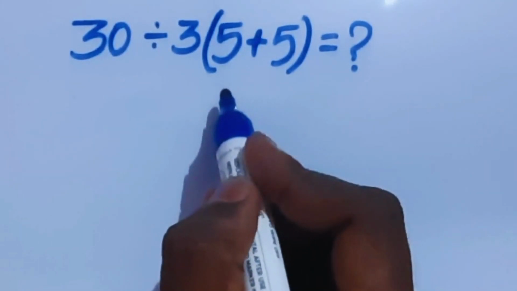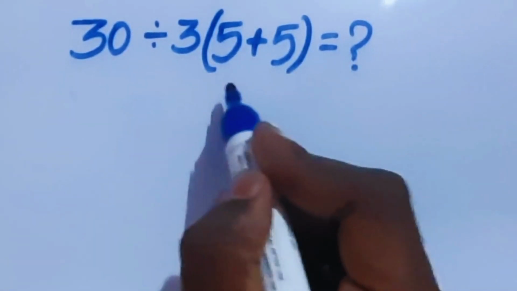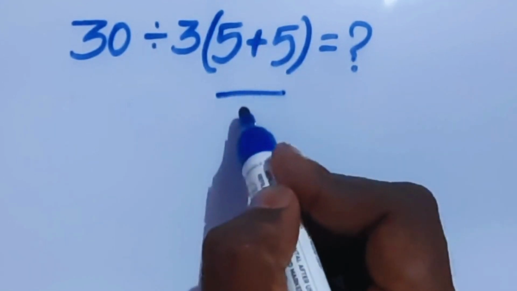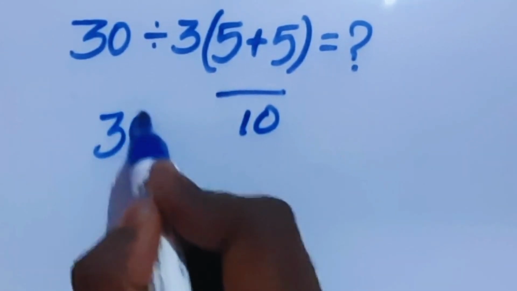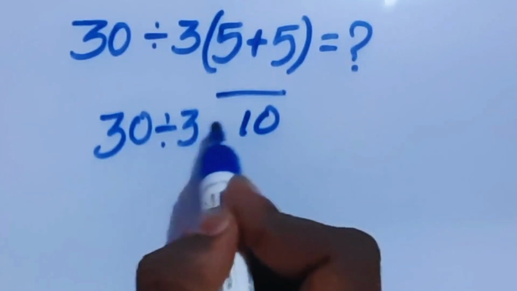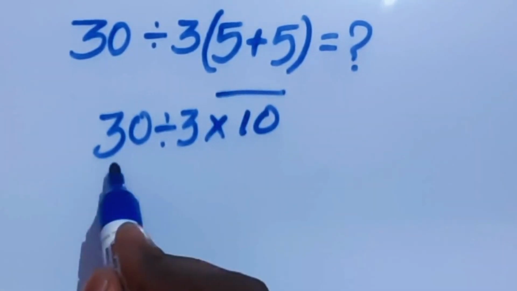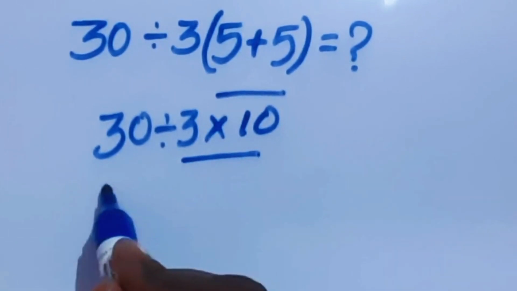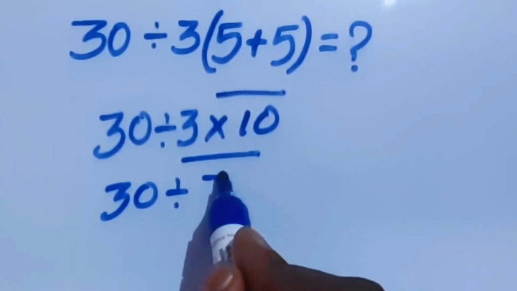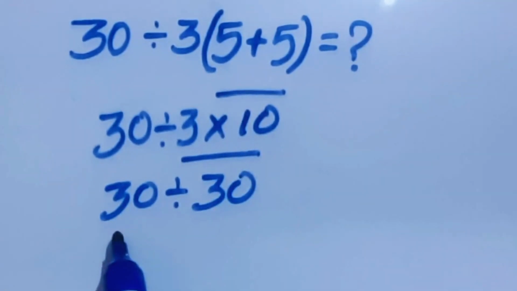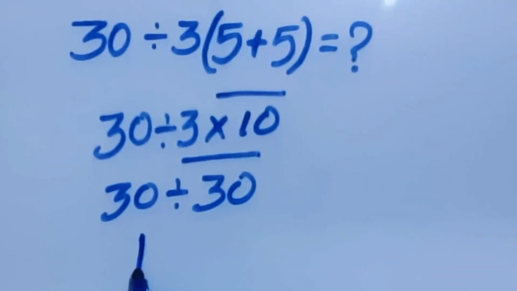Here, most of them get answer 1 for this problem. It is wrong. Let's see. Here, 5 plus 5 is 10. Here, 30 divided by 3 times this 10. This is 30 divided by 3 times 10, which is 30. 30 divided by 30 is 1.